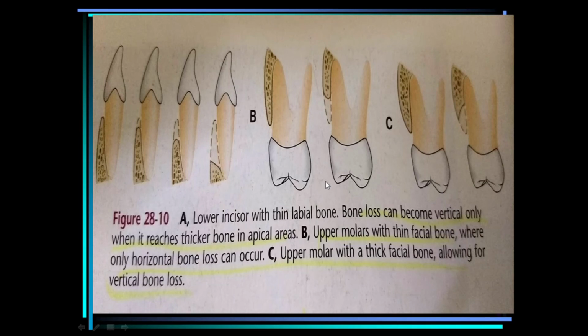So let us see what exactly the author wants to say in the book. Upper molar with thin facial bone. Whenever there is thin bone, either facial or lingual or any other, then only horizontal bone loss will be there. But as the thickness of bone increases, this horizontal bone loss pattern will not be there, and only a vertical pattern will be seen.